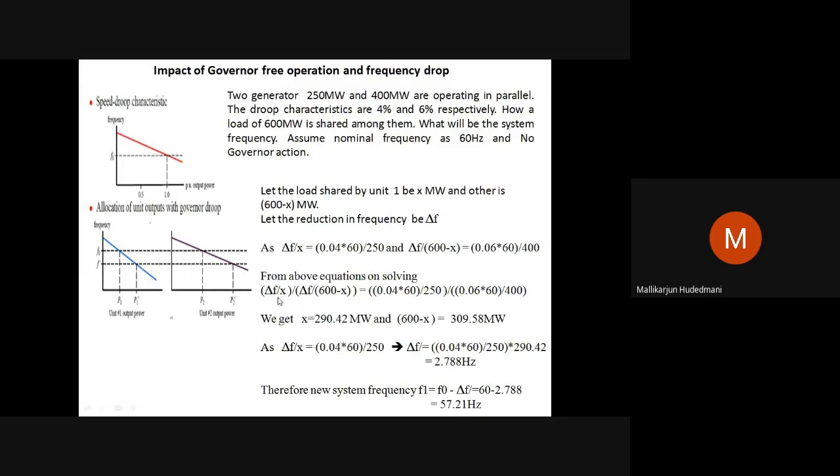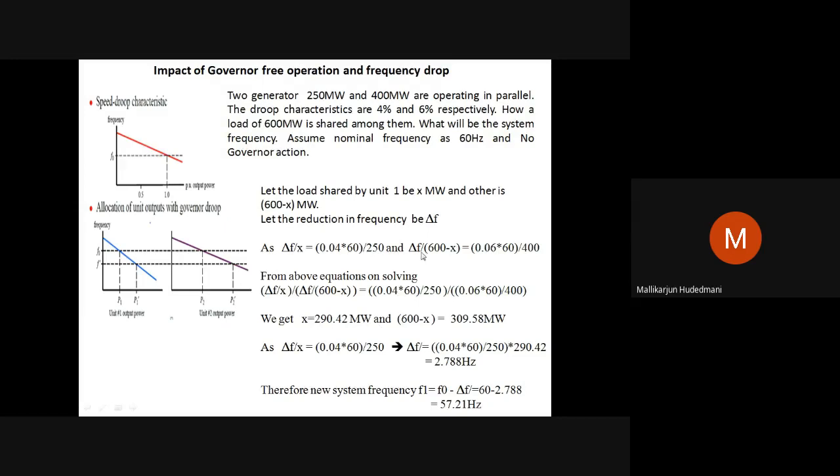When I solve this, what will I get here now? This X comes to the denominator, 600 minus X goes to the numerator. And on the right hand side, 0.04 into 60 divided by 250 into the inverse ratio of this, which is 400 divided by 0.06 into 60, will be a term here. If I cancel the numerical values and reduce them, I am able to get X. So on solving, by taking the ratio of these two, X stands with the value 290.42 megawatt.